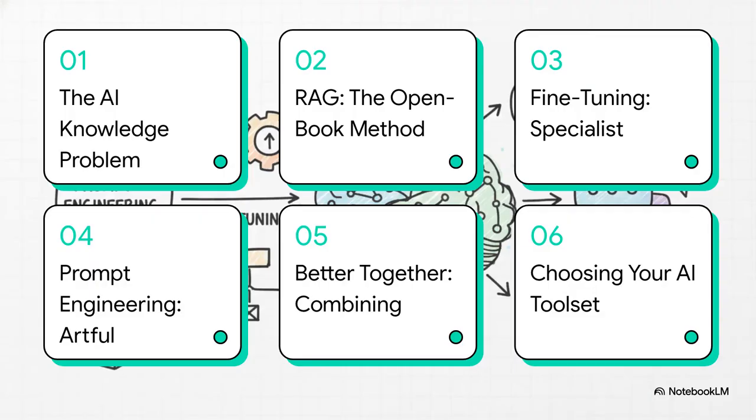Well, we're going to look at 3 really powerful ways to solve this. First, we'll quickly touch on the core AI knowledge problem. Then, we'll dive right into RAG, fine-tuning, and prompt engineering. And the best part? We'll see how they all work together and figure out how you can choose the right tools for what you need to do.